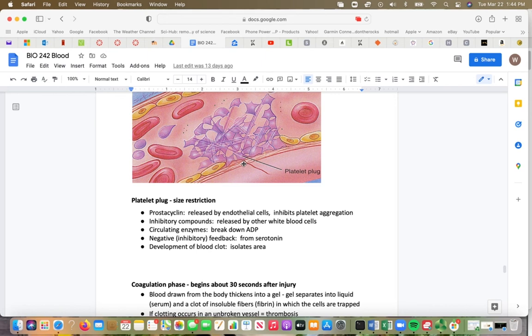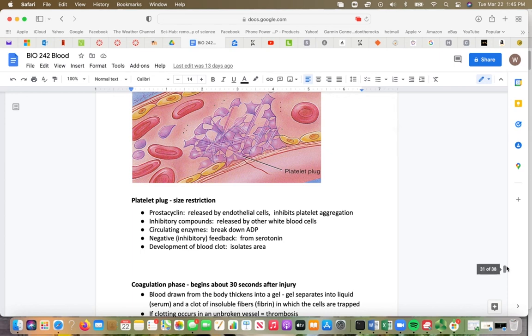So prostacyclin is going to come from those endothelial cells. It will inhibit platelet aggregation. You have other inhibitory compounds that are released by white blood cells. You have circulating enzymes that will break down the ADP, and then negative feedback from serotonin. So you can develop the clot to help to isolate the area.